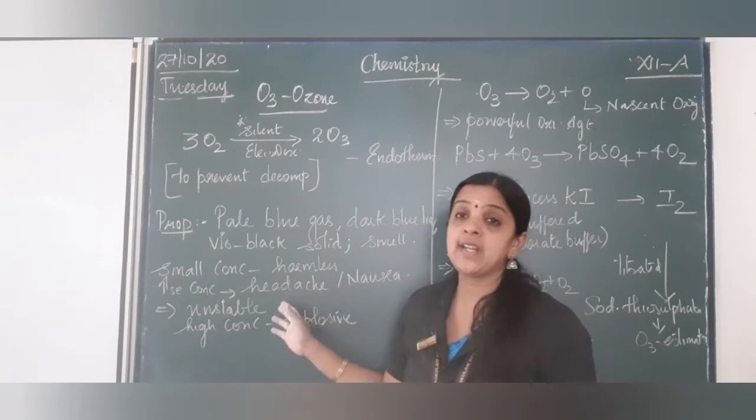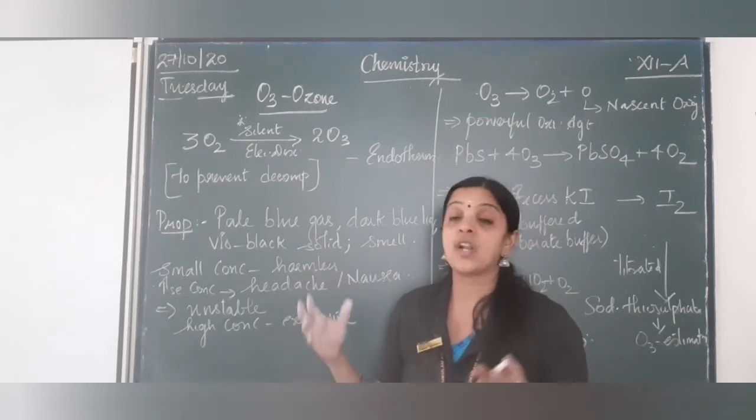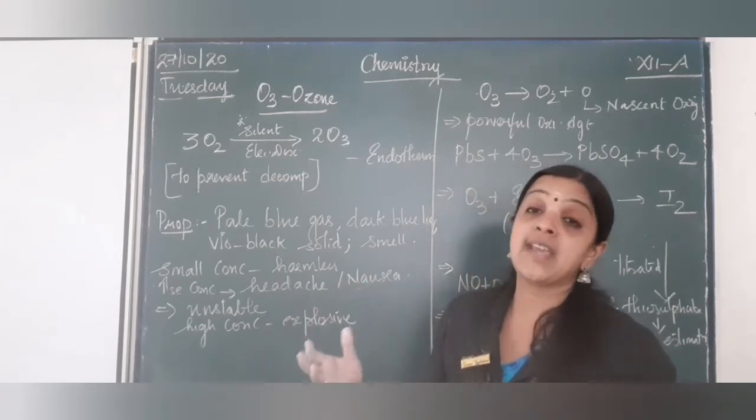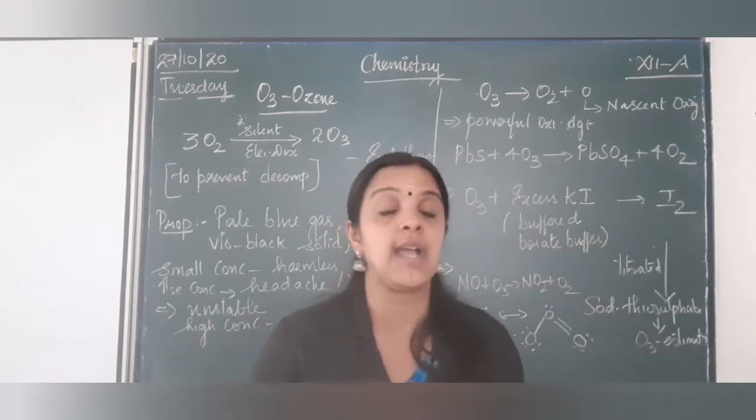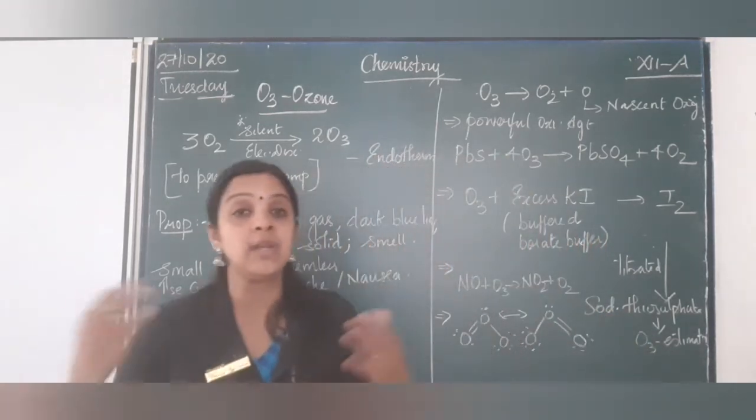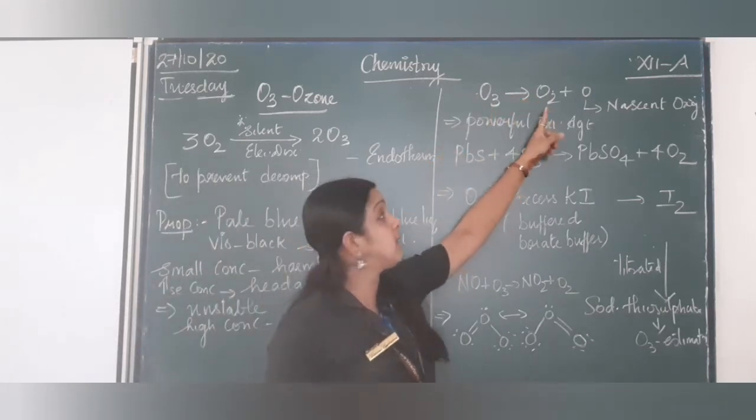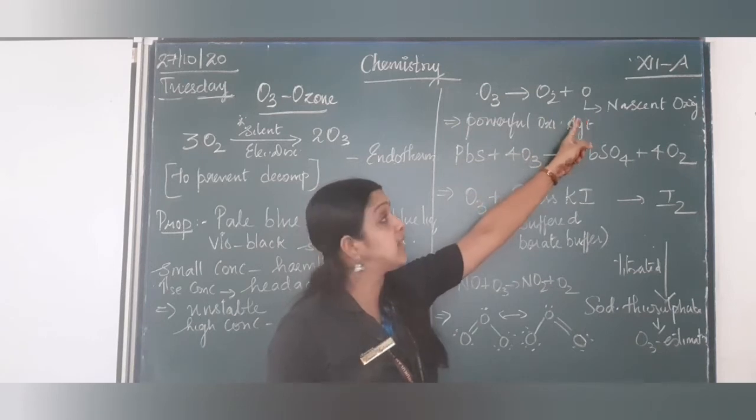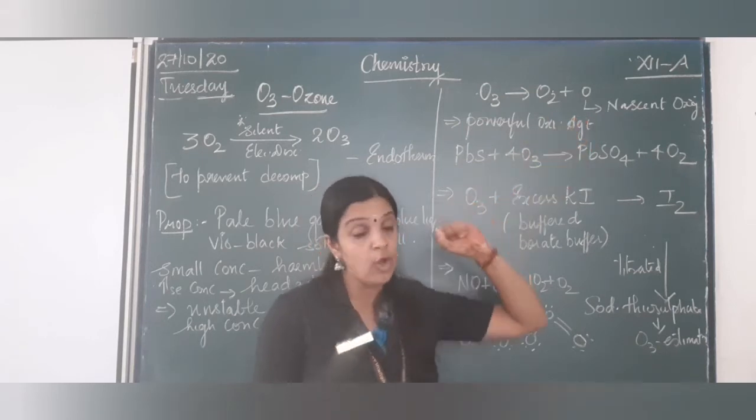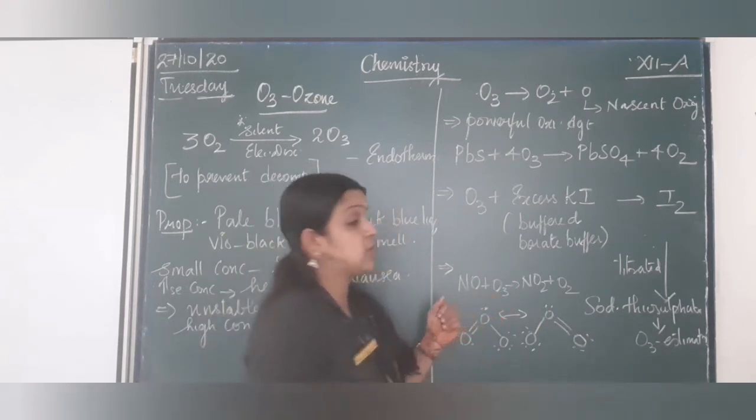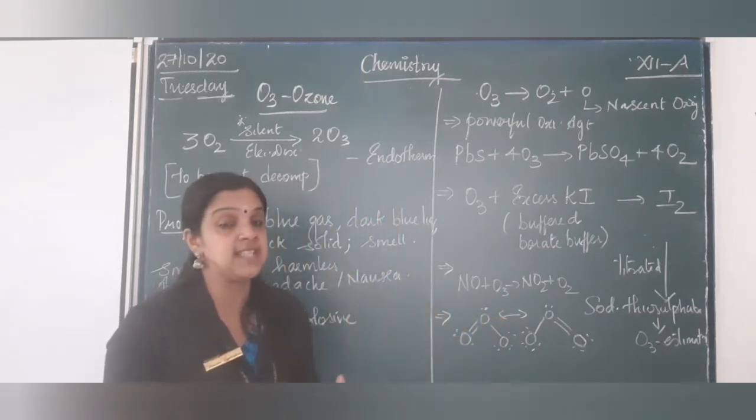And it is thermodynamically unstable. It is not that stable when compared to oxygen, and when it is in high concentration, it becomes highly explosive. It can even burst out. And ozone can immediately decompose to form dioxygen, and it liberates nascent oxygen, meaning oxygen with a single atom is called nascent oxygen. So it acts as a powerful oxidizing agent.